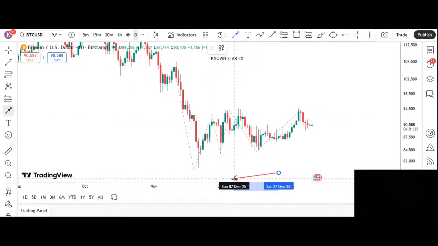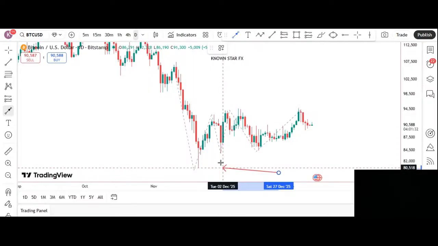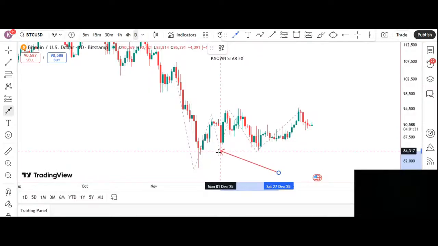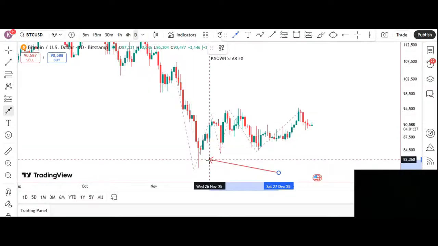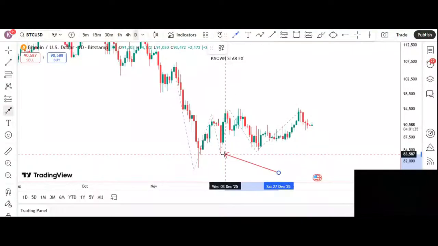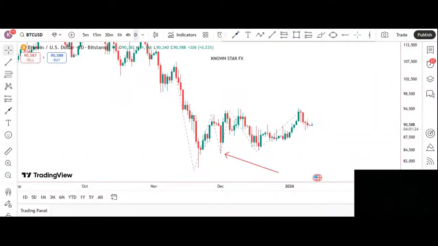But what happened right here? Market failed to create a new lower low and created a new low that is higher than the last low. This is a higher low instead of a new lower low. Do you agree with me?